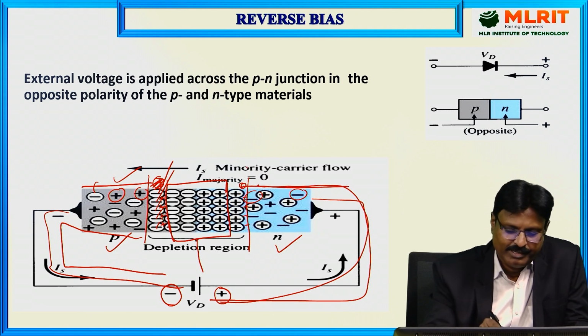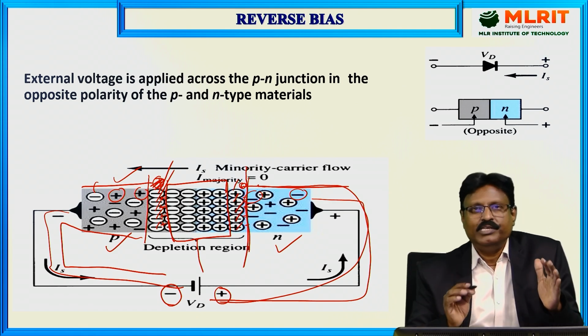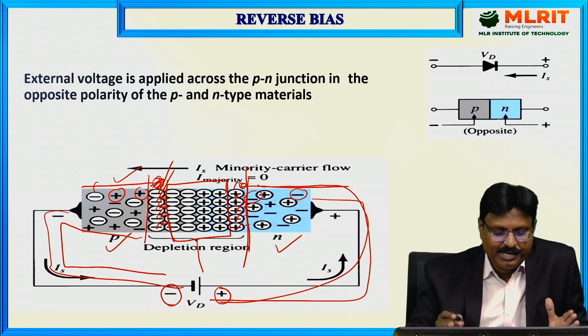So that's why this particular donor ion is uncovered here. This donor ion, once again, is uncovered. This donor ion is uncovered. This donor ion is uncovered. So in this way, what happens here? The depletion region goes on increasing.